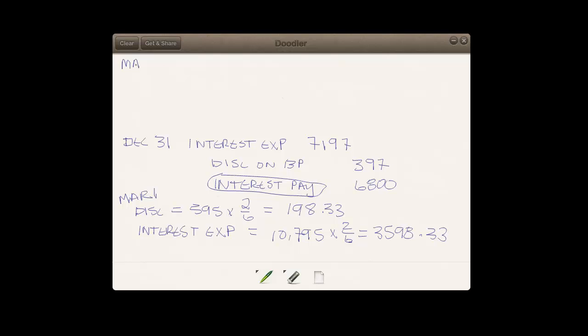Okay, so the March 1st journal entry. We have interest expense. Oops. Sorry about that. Interest expense for 2 months. That's right here, 2 months. 3,598. I'm just going to round that.